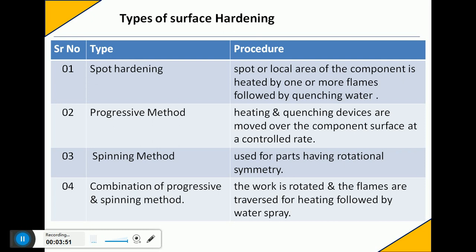Flame hardening includes four types. Spot hardening, where a local area of the component is heated and quenched by water. Then the progressive method. In this case, heating and quenching devices are moved over the component at a controlled rate. Third one is the spinning method, used for parts having rotational symmetry like gears, gear teeth. Then fourth is a combination of progressive and spinning method.